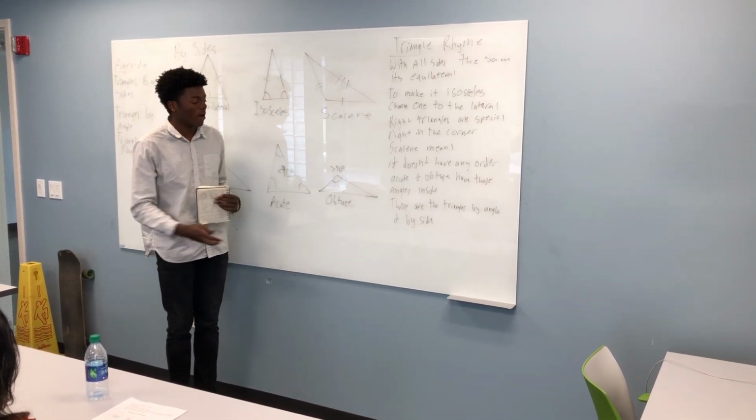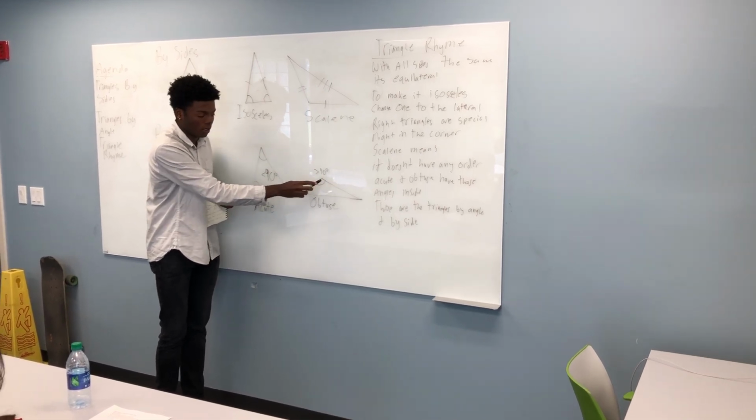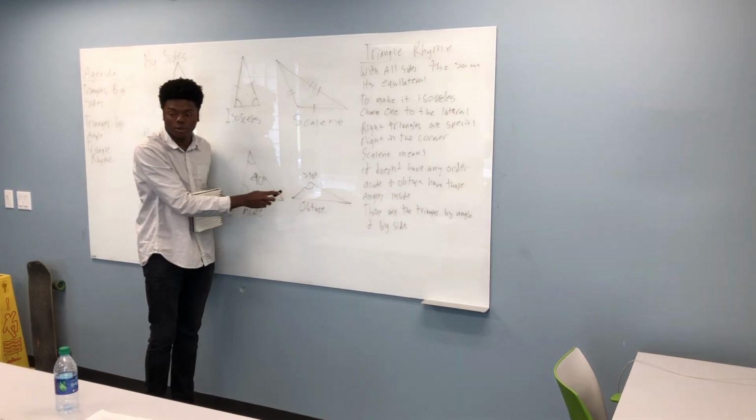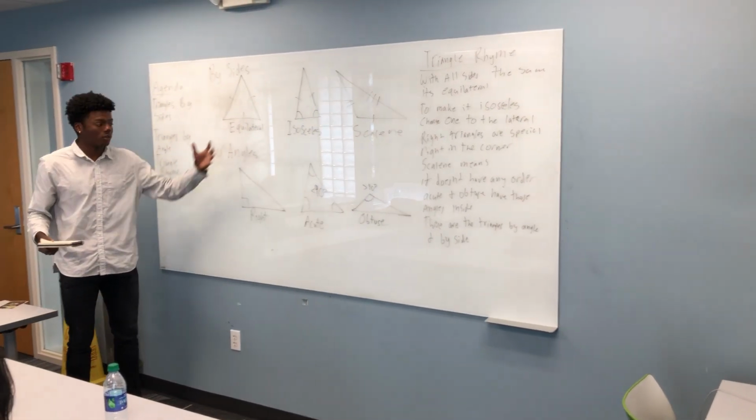The obtuse triangle will have one angle that's greater than 90 degrees, right here in the corner. It can be anywhere; any one of these angles can be greater than 90 degrees. Okay, so any questions about these triangles?